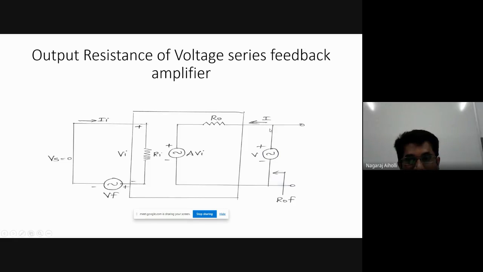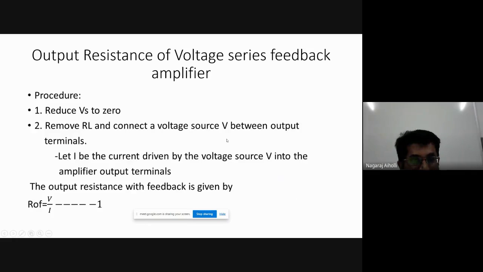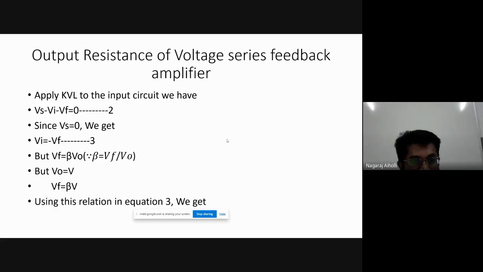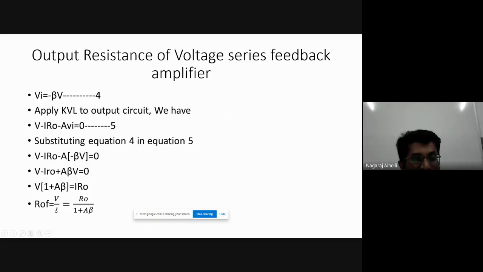Then the current flowing due to the voltage V which we are connecting across the output terminals is I. Based on this, the output resistance of the voltage series feedback amplifier is given by ROF equal to R naught divided by 1 plus A beta, that is, the output resistance without feedback divided by 1 plus A beta.